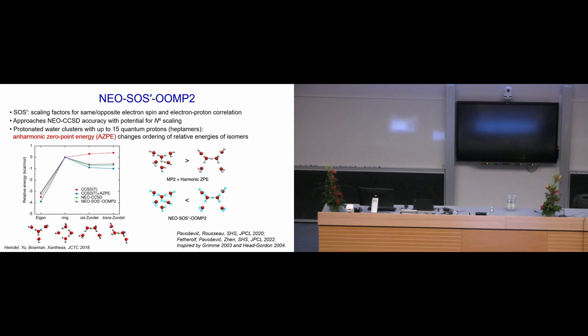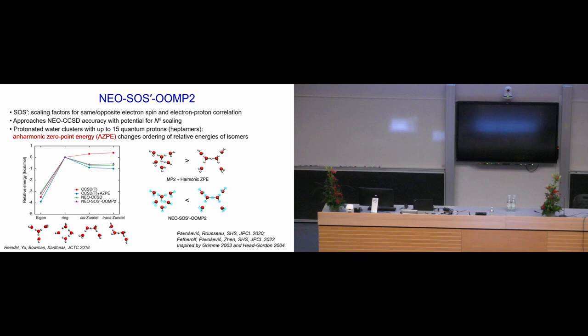And it turns out that if you look at the relative energies of these isomers with just electronic structure, CCSD(T), so that's expensive. But if you look at the electronic energies, you get this red curve. They go up in energy from left to right. Now, if we add the anharmonic zero-point energy, it changes the ordering of these energies, this blue curve here.